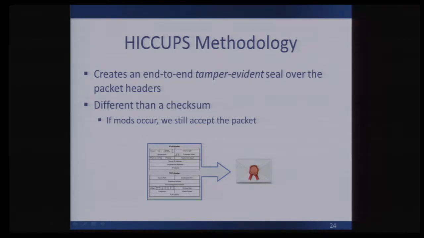And the result of all of this is that we create an end-to-end tamper evidence seal over the packet headers. And we want to stress that this is different than a checksum. For instance, if a modification occurs to the packet header, we still accept that packet. It's just that now TCP gets some extra information about what happened and can try to take a step, maybe to recover from it or work around the issue or bring it to the attention of the user.